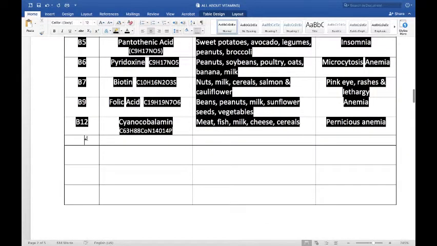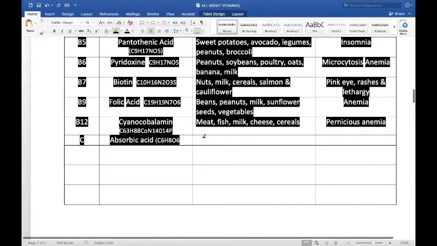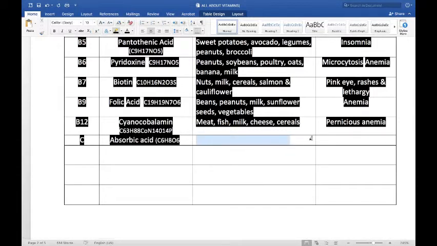And let's move on to the next vitamin, which is vitamin C. Vitamin C is known as ascorbic acid, and this is its chemical formula. Ascorbic acid can be found in oranges, lemons, and in other citrus fruits. A lack of ascorbic acid in the body can cause scurvy, and it can cause gum diseases and bleeding and abnormal bleeding of skin. Moving on to the next one, vitamin D.